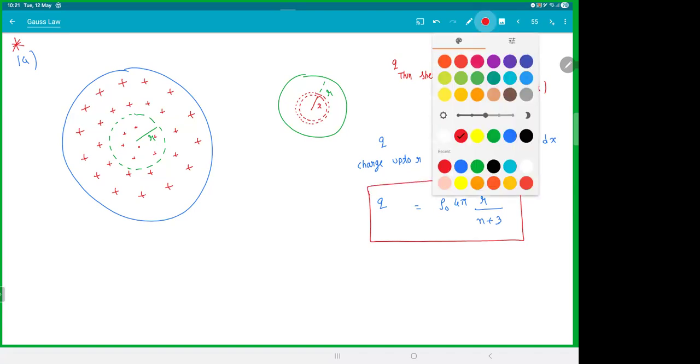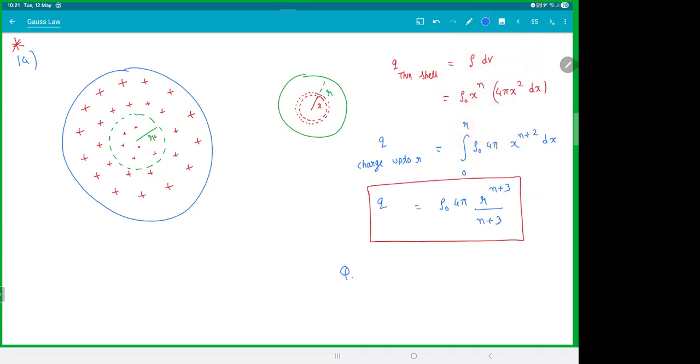What is the total charge? The Q total will be when small r becomes equal to capital R. That also we'll need later on. So that is rho naught 4 pi into R power n plus 3 by n plus 3. This is the total charge on the sphere. The Q is simply the charge up to small r. Any doubts with this page? So we know the charge in that small green sphere and we know the total charge.